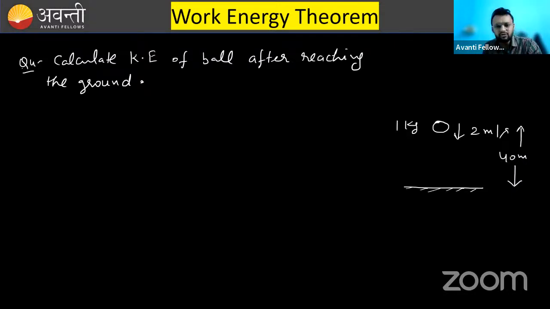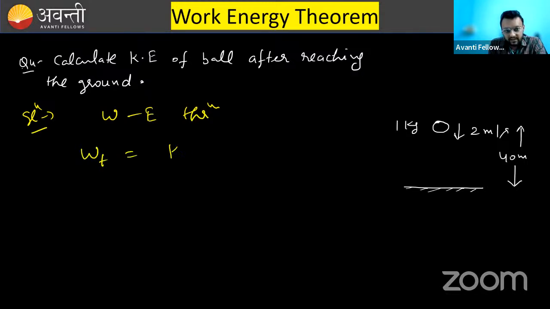You can solve it easily by using kinematics. This is simple one-dimensional motion. You can easily solve that from there. But now here I am going to tell you the work energy method. Work energy method says work done total is equal to K final minus K initial.